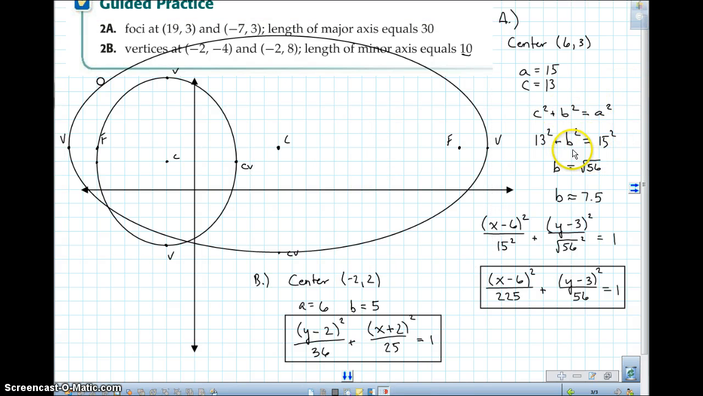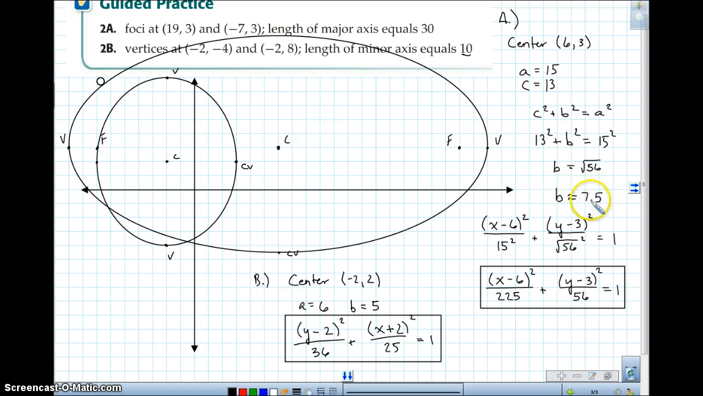Then you could solve for b using c squared plus b squared equals a squared. Remember that a is the largest side now. When you solve for b, you get a decimal. You actually get the square root of 56, which is approximately 7.5. So I approximated the covertices to be about 7.5 units below and 7.5 units above the center. And that's how I got my giant ellipse that you see there now.